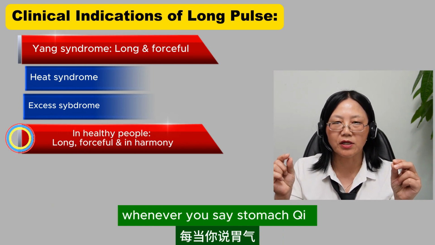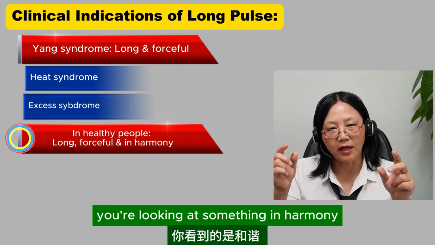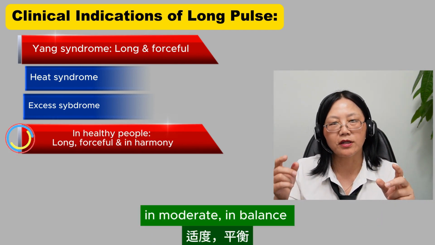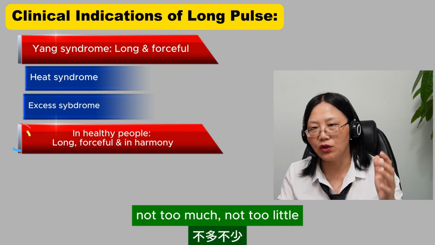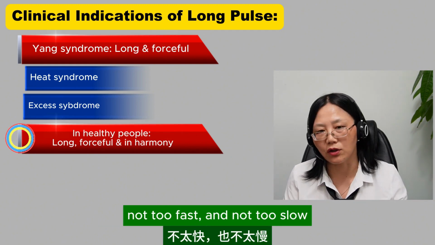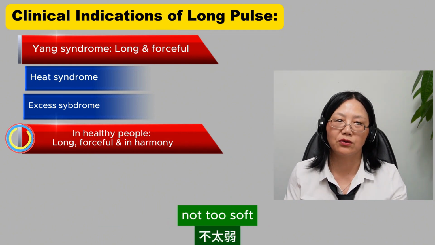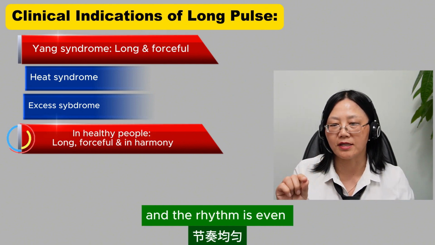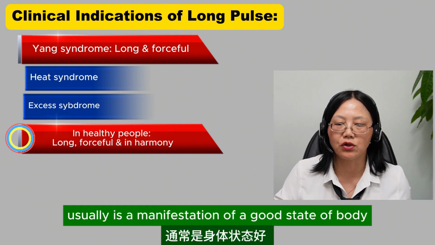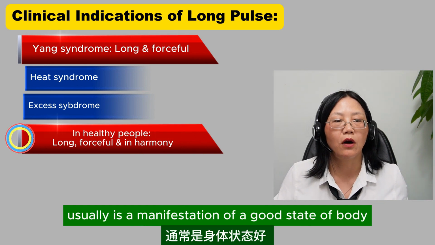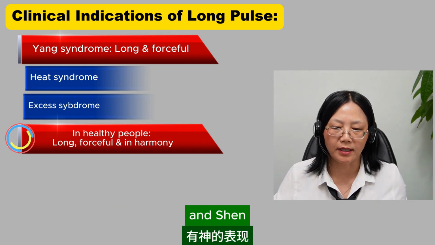Whenever you say stomach qi, you're looking at something in harmony, moderate, in balance: not too much, not too little, not too fast, not too slow, not too strong, not too soft, and the rhythm is even. That kind of pulse usually is a manifestation of a good state of body and spirit.